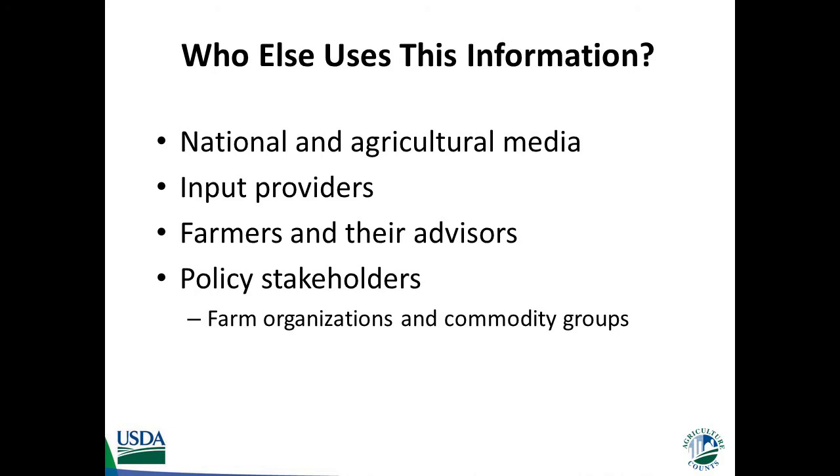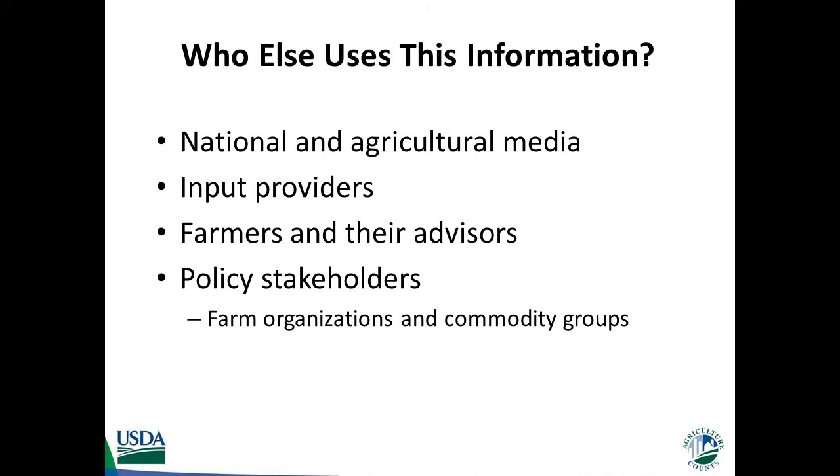ARMS data also support private decision making. Input providers such as chemical, equipment, and seed dealers use the data from the survey to help make production, inventory, and distribution plans for their products, and to track fundamental changes in technology and input use to better meet farmers' changing demands. They can answer questions such as, how should we plan production and inventory? How much value will farmers see in a new product?